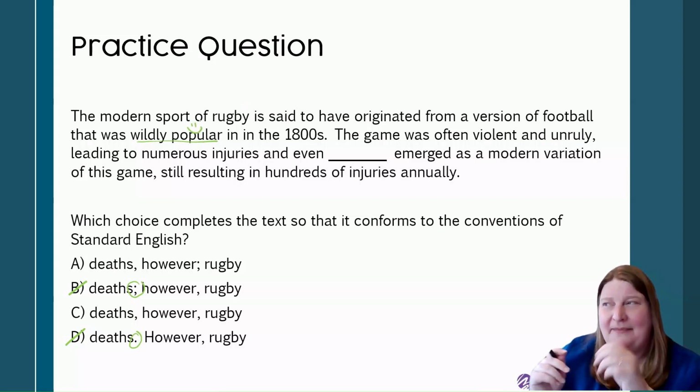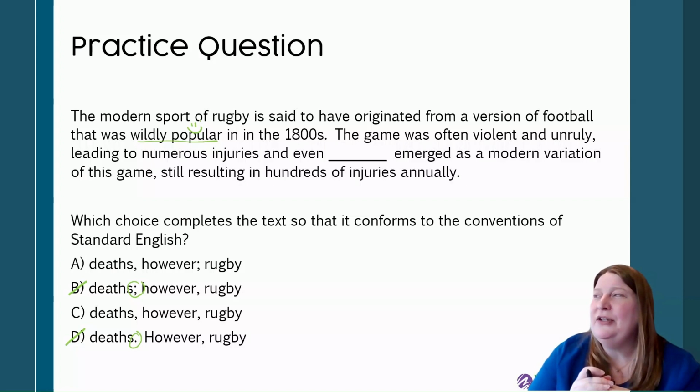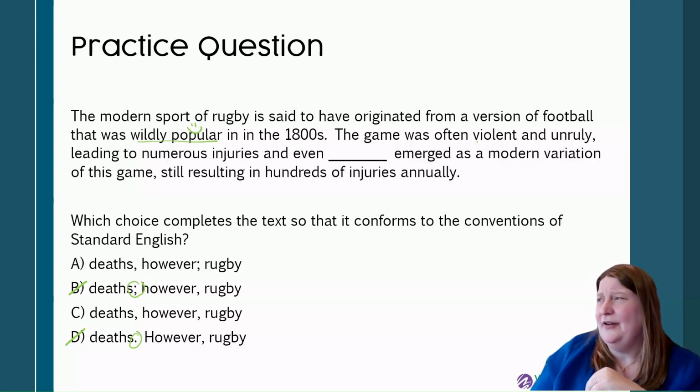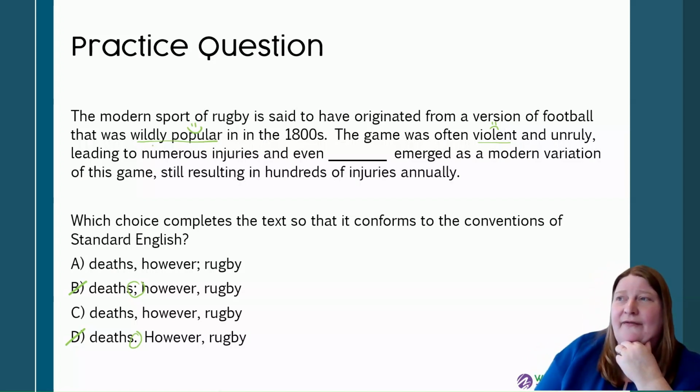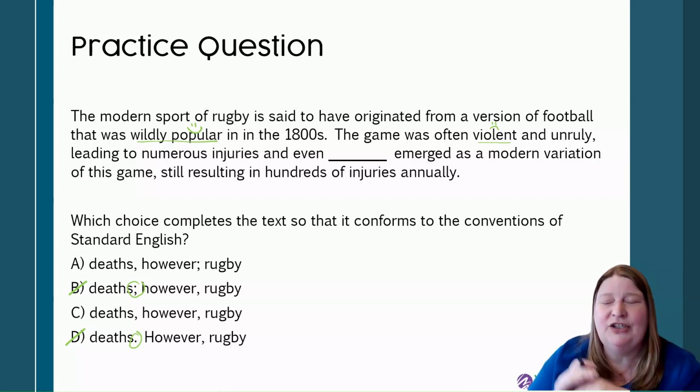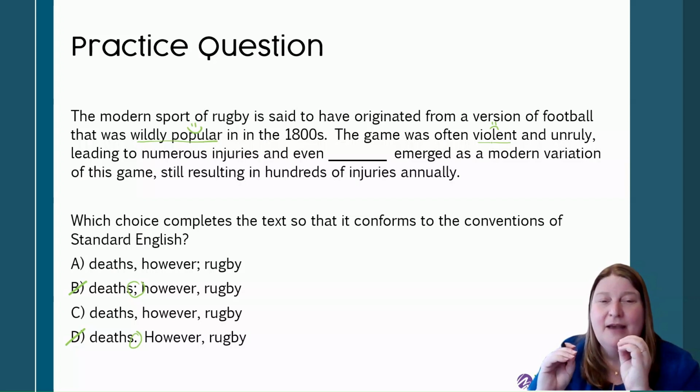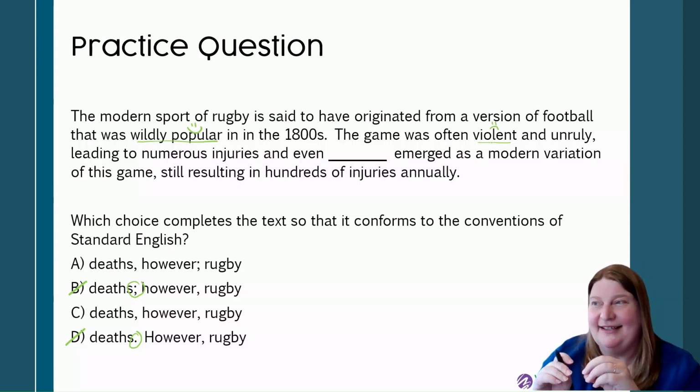Sports, they like being popular, and that's important here. The game is often violent and unruly. Oh, violent is not so good. Like popular is good, but violent is bad, especially injuries. Injuries are bad too. I can see why there could be a contrast between the first sentence and the first part of the next sentence here, and I can justify having however between those two clauses, all right?